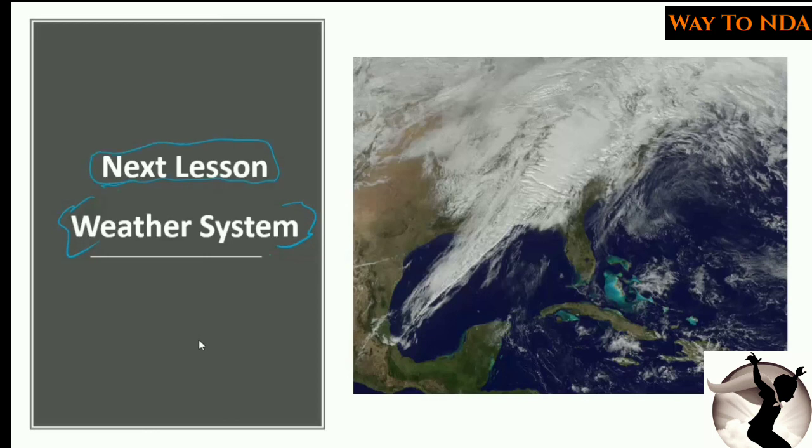This is a very important chapter, and to study it your concepts in this lesson should be clear. If you have confusion about any concept, you can revise the lesson and only then go to the weather system chapter. So this is all about solar radiation. In our next chapter we will study the weather system. So stay tuned to us.